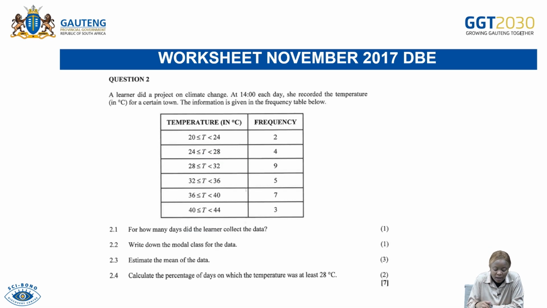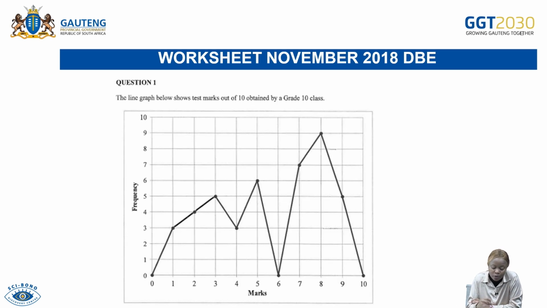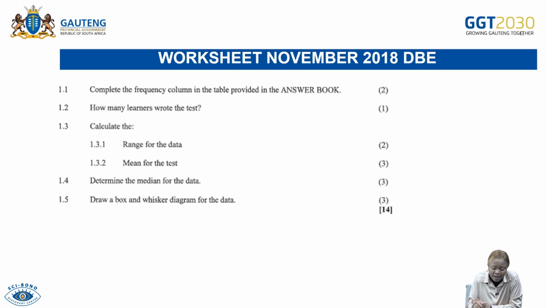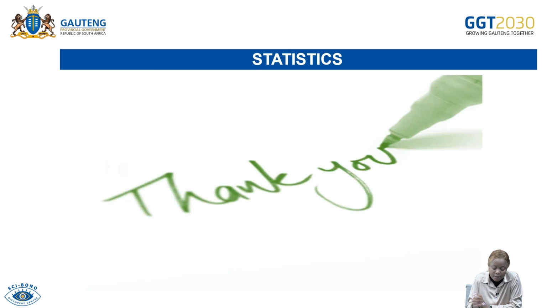Ne? And then the second one, now you have a grouped data, and in your grouped data, they're saying you must find how many days did the learner collect the data. Write down the modal class, which is the mode, and then estimate the mean, which is the estimated mean. And then you need to calculate the percentage of days on which the temperature was at least 28 degrees Celsius. And then I'm sure you'll be able to do all of this because you were listening. I also have that other one of November 2018 that was extracted from the DBE.